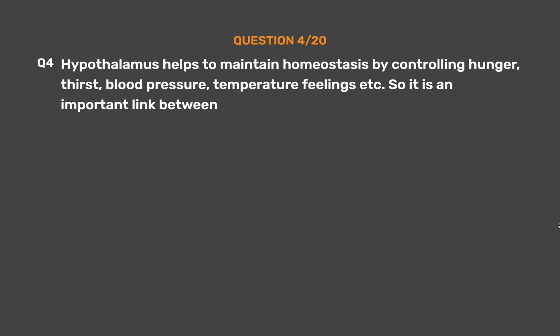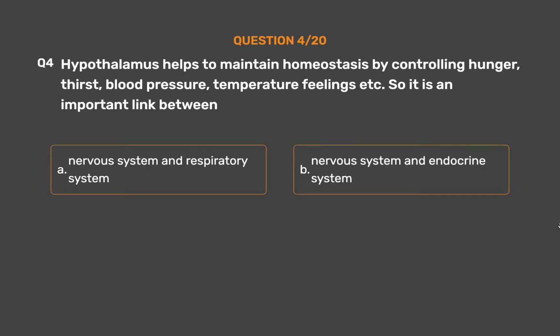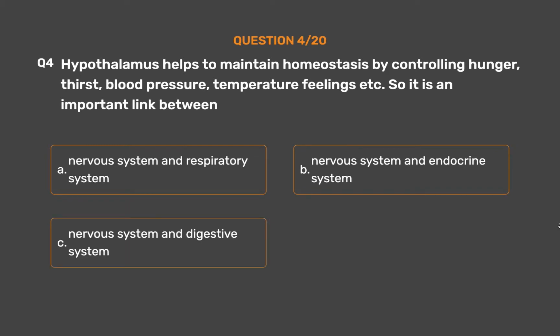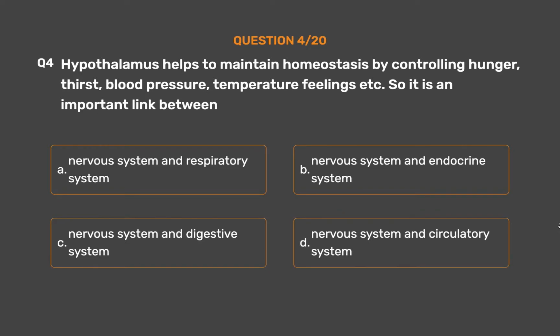Question number 4. Hypothalamus helps to maintain homeostasis by controlling hunger, thirst, blood pressure, temperature feelings, etc. So it is an important link between Option A. Nervous system and respiratory system. Option B. Nervous system and endocrine system. Option C. Nervous system and digestive system. Option D. Nervous system and circulatory system.